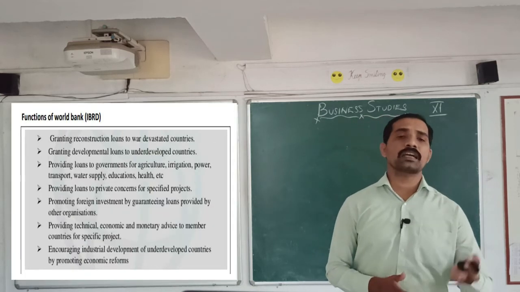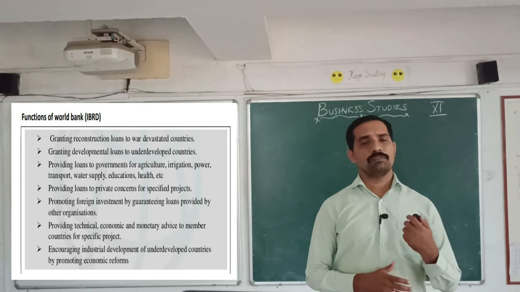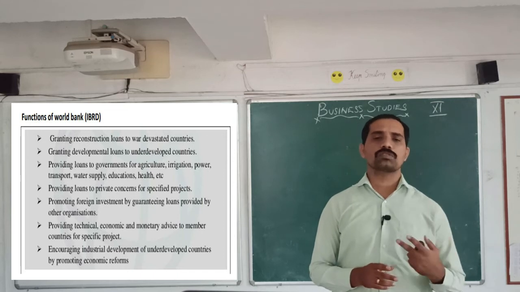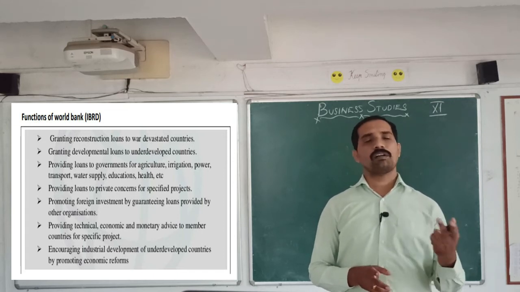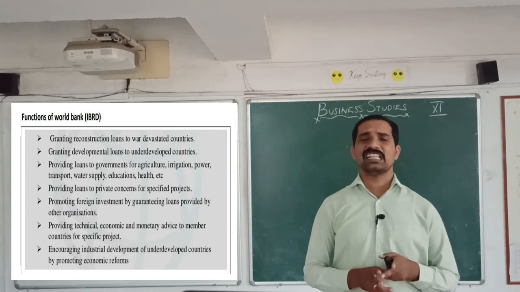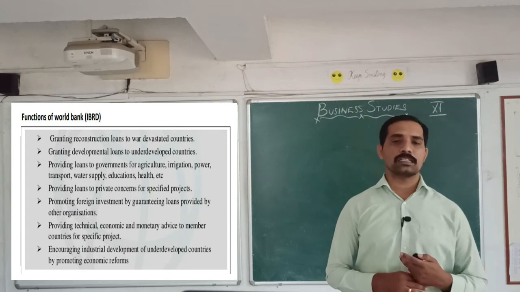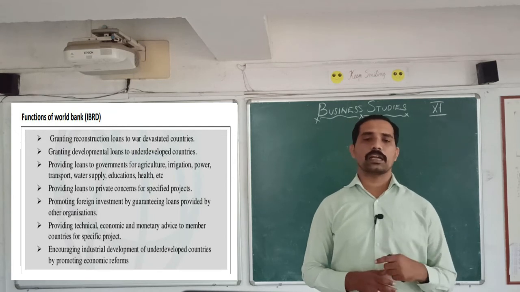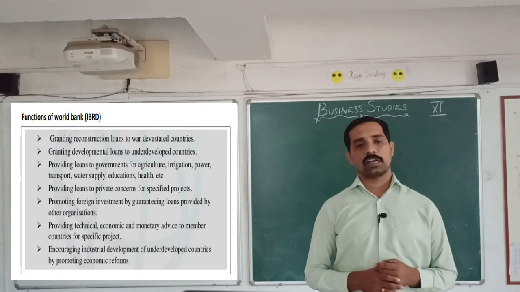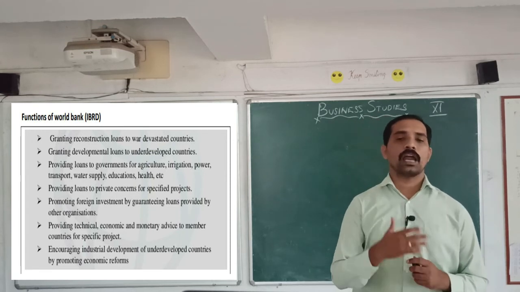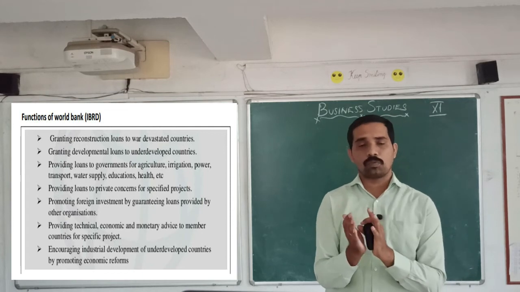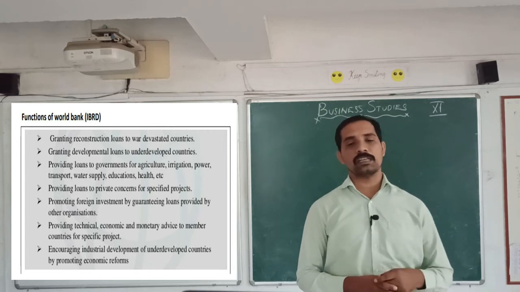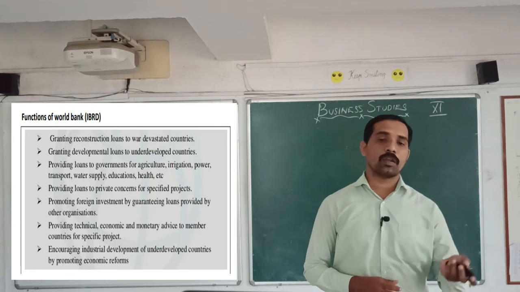Okay, then what are the functions of World Bank? The functions of IBRD or World Bank are granting development loans to underdeveloped countries, providing loans to governments for agriculture, irrigation, power, transport, water supply, education, health, etc., providing loans to private concerns for specified projects, providing foreign investment by guaranteeing loans provided by other organizations, providing technical, economic and monetary advice to member countries for specific projects, and encouraging industrial development of underdeveloped countries by promoting economic reforms.